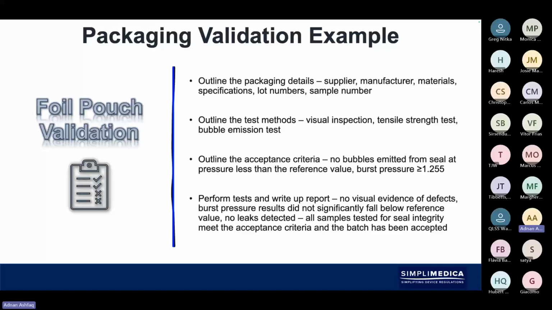So just a final example on foil pouch validation: you would outline packaging details, outline the test methods, outline the acceptance criteria, and then perform the test and write up the report.